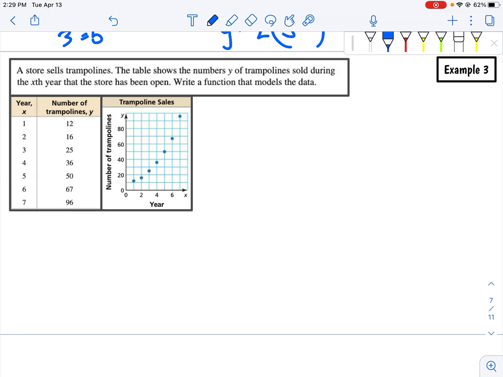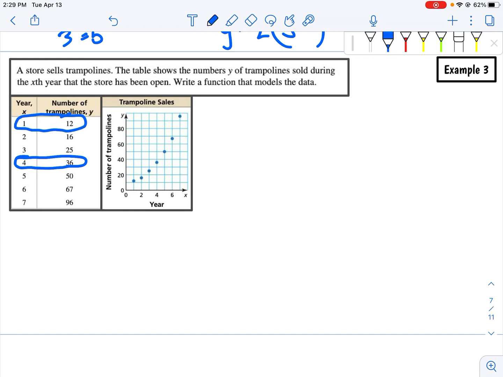So we need to choose 2 points from this table to write an equation from. So why don't we choose (1, 12) and (4, 36). We could choose any points, but I'm going to go with those.